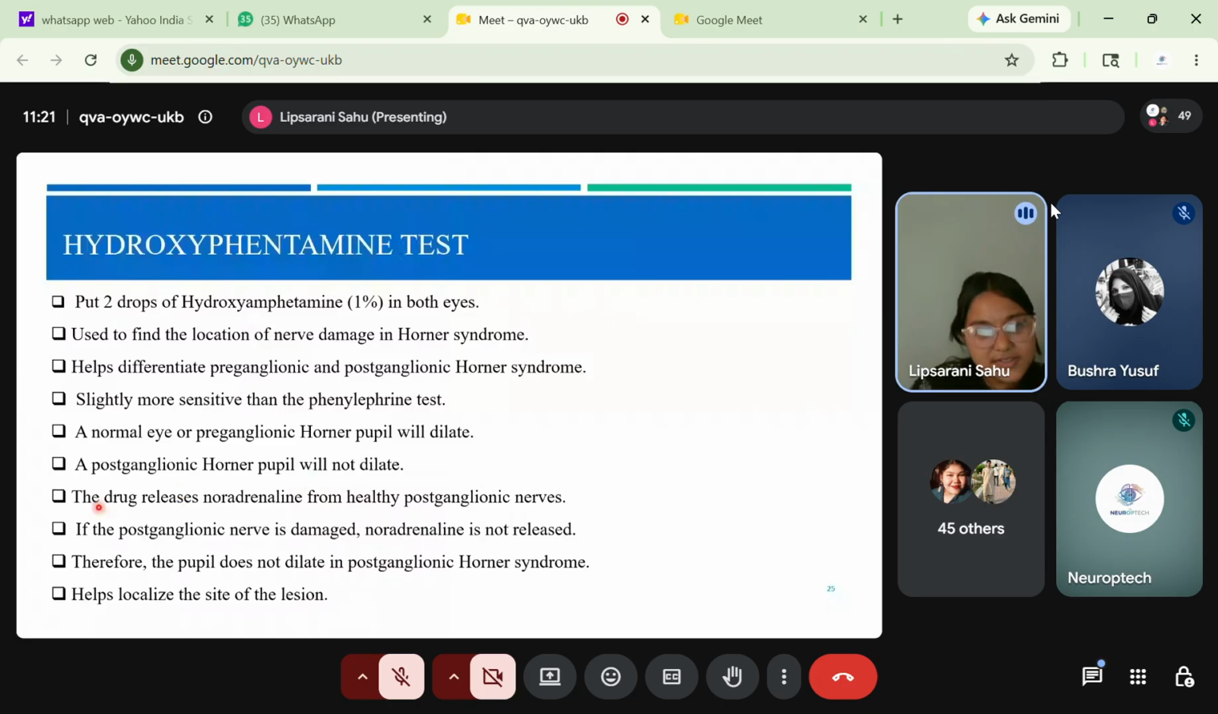The drug releases noradrenaline from the healthy postganglionic nerves. If the postganglionic nerve is damaged, the noradrenaline is not released. So therefore, the pupil does not dilate in postganglionic Horner syndrome. So it helps to localize the site of lesion.